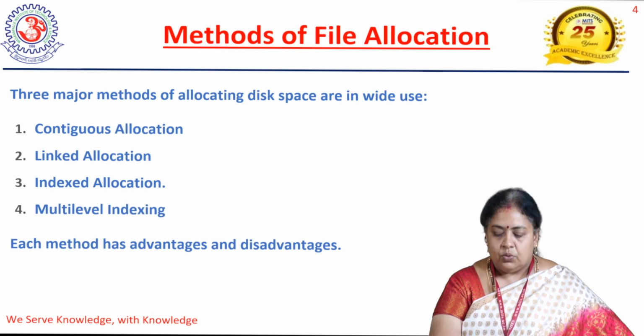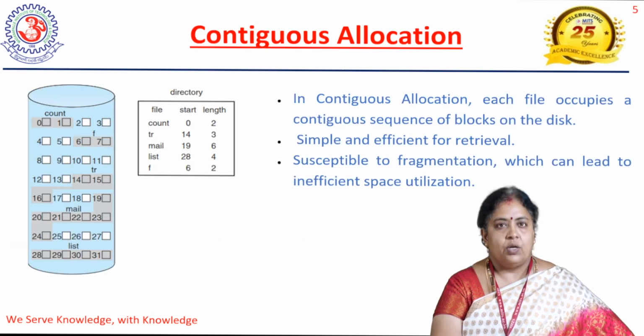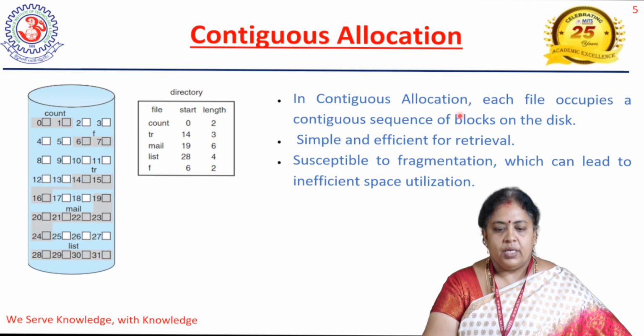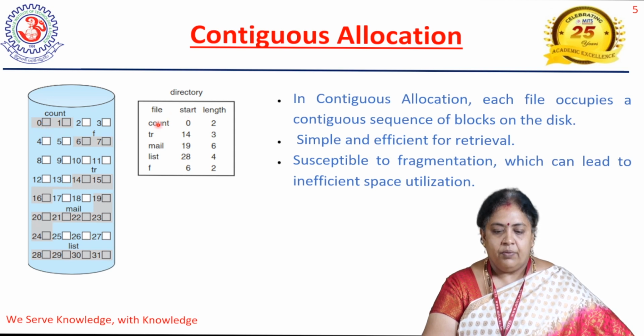So first we go through each and every allocation in depth. The next one is contiguous allocation. In contiguous allocation, what happens? We are going to store the file contiguously. That means the file will occupy contiguous blocks. For example, here we have a file called count. This count file has two blocks, and we are going to store it contiguously. The first block will be stored in the 0th block on the disk, and the second block will be stored in the first block of the disk.